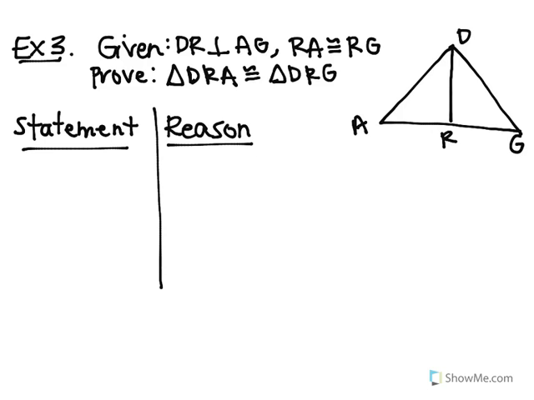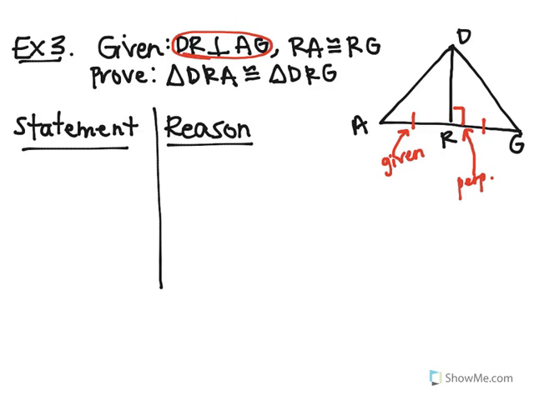With this proof, we've got information here that you need to be able to understand. It says DR is perpendicular to AG. If I know that DR is perpendicular to AG, the only thing I know about perpendicular lines is that they create 90-degree angles. So I can draw in a 90-degree angle there, because of those perpendicular lines. The other information that it gives me is that RA is congruent to RG. So I can mark those in, and I would want to put that that is given information.